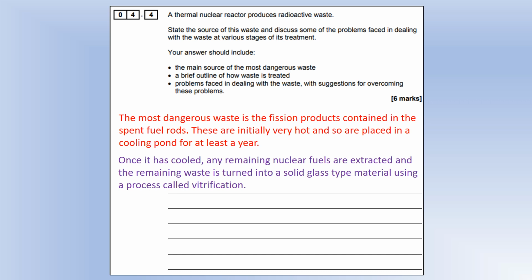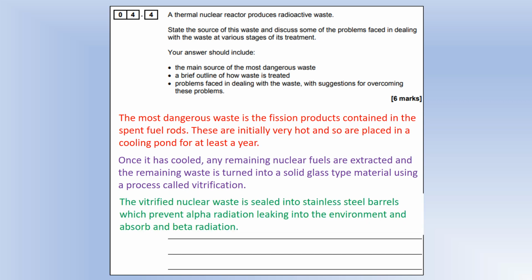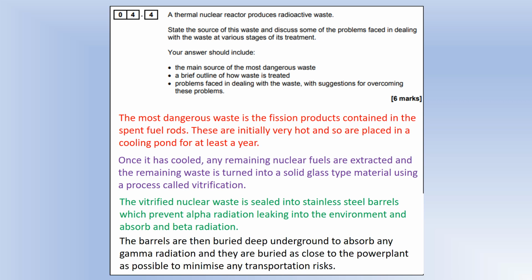And then because it's an alpha, beta, or gamma emitter, we are going to put it in stainless steel barrels, and we're going to seal them so no alpha radiation can leak out and beta radiation is absorbed by the steel. And we still haven't addressed the gamma radiation, so what we do is we bury it deep underground, and that absorbs any gamma radiation that could be emitted. And we don't really want to be transporting these around because they're emitting gamma radiation, so this is done very close to the nuclear power plant.